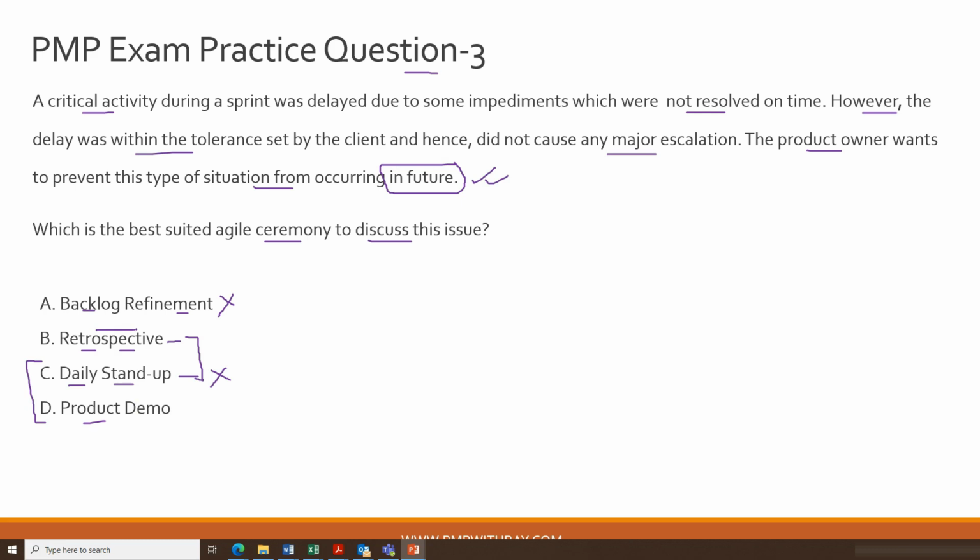Now let's look at option D, product demo. Now this can be straight away eliminated, guys, because product demo is not an agile ceremony. So here is a classical example of how your subject matter knowledge can help you eliminate options straight off the table if it doesn't fit the requirements. So D is out because product demo is not an agile ceremony. So we are left with option B, which is the correct answer to this question, which is retrospective.